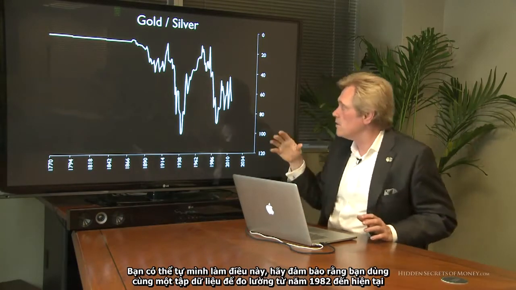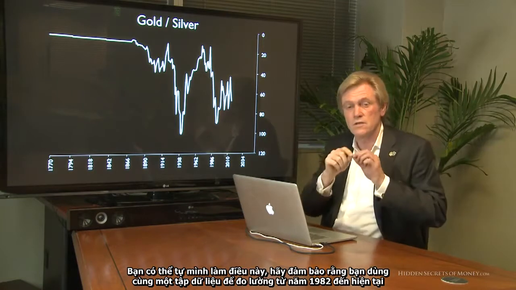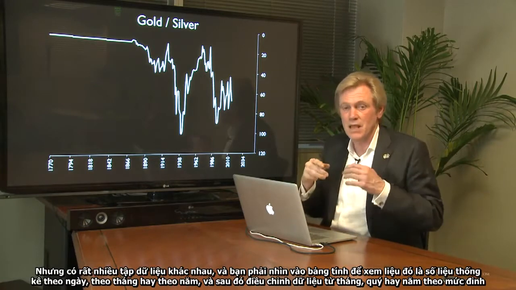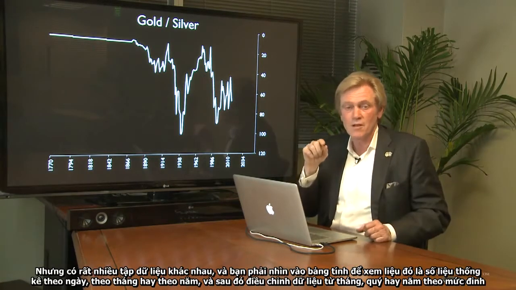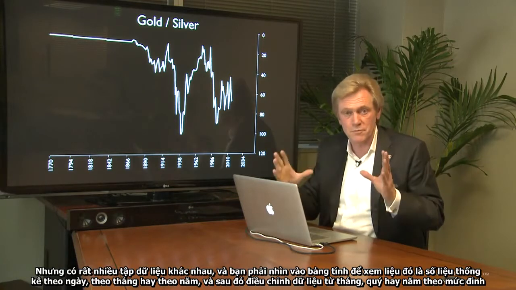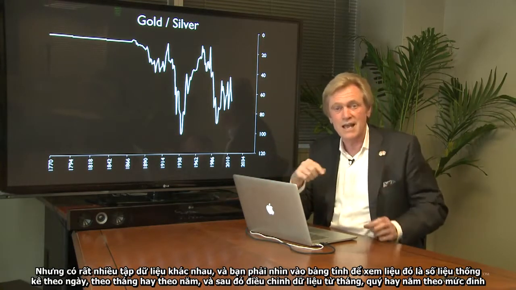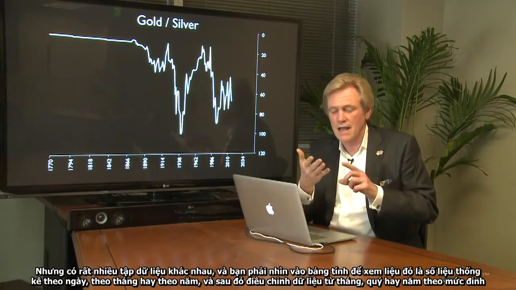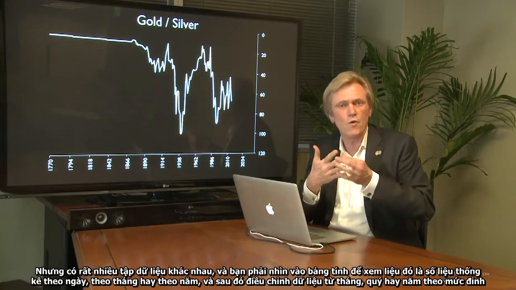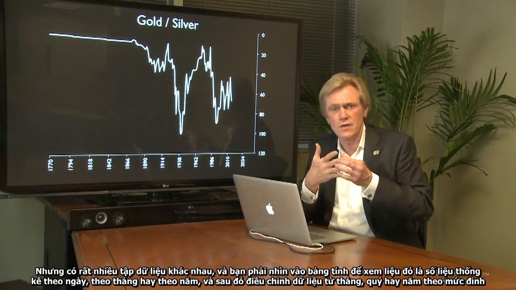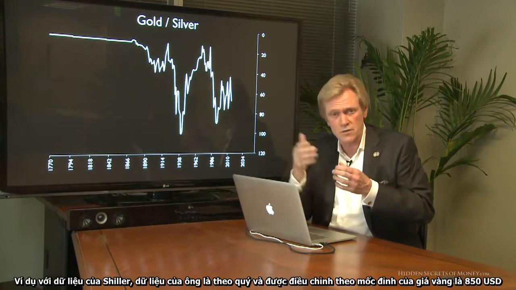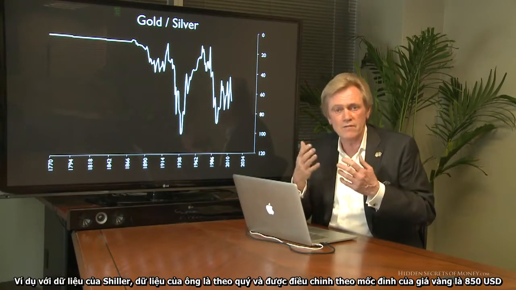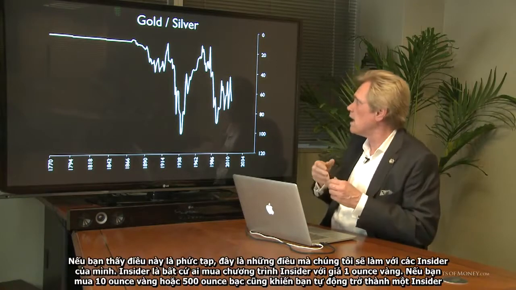Now, you can do this on your own. Make sure that you use the same data sets to measure from 1980 to today. There's a lot of data sets out there, and then you have to look inside the spreadsheet that the data set comes in and see whether it's daily, monthly, or yearly data, and then correct the month or the quarter or the year to the peak. Like for instance, on Shiller's data, I showed you the data quarterly and then corrected to 850 as the true high in gold.